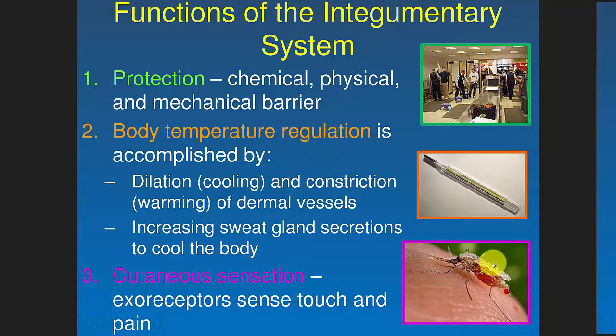Cutaneous sensation gives you information about the outside world. Some of that information could do you harm, like a mosquito. So cutaneous sensation also plays a role in your immune system.